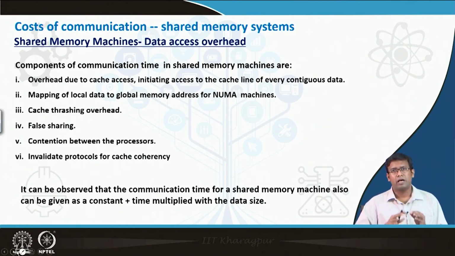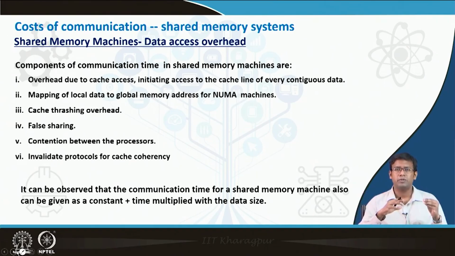It can be observed that the communication time for shared memory machines, which is basically data access overhead, is also given as a constant plus a time multiplied by the data size. So in distributed memory, it was startup time as a constant plus m into tw, data size into the time based on the bandwidth. Similarly, in shared memory also, the communication time is a constant plus time multiplied with the data size. So it is extremely important to understand that a substantial amount of time is required for communication of data in a parallel computing system.